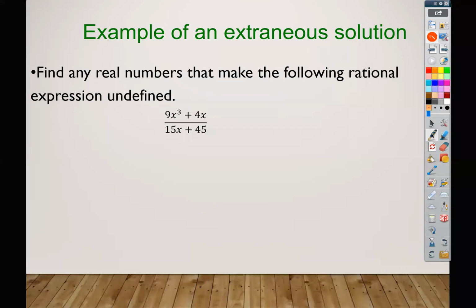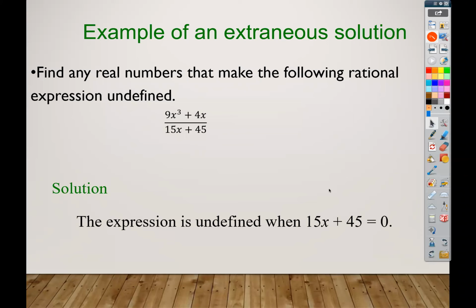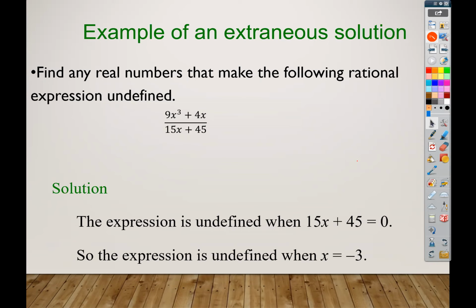So an example of an extraneous solution: find any real numbers that would make the following rational expression undefined. What you do is you take the denominator and set it equal to 0 and solve for x. If we did that, x would equal -3. So -3 would be an extraneous solution.